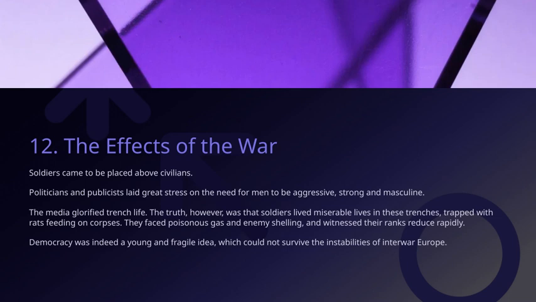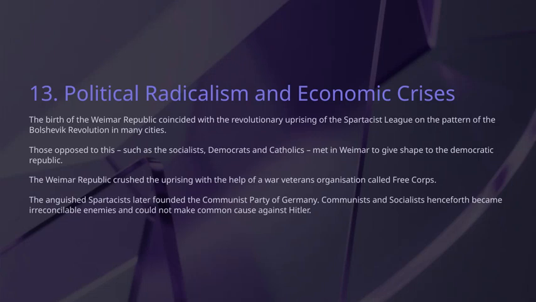Lastly, it's important to remember that democracy, which was still relatively young, proved fragile in the volatile environment of interwar Europe. The chaos and instability tested its resilience, showing how difficult it was to sustain democratic ideals during such turbulent times. So, as the Weimar Republic was just beginning, it coincided with a significant revolutionary wave. The Spartacist League, inspired by the Bolshevik Revolution, led uprisings in many cities, trying to push for radical change.